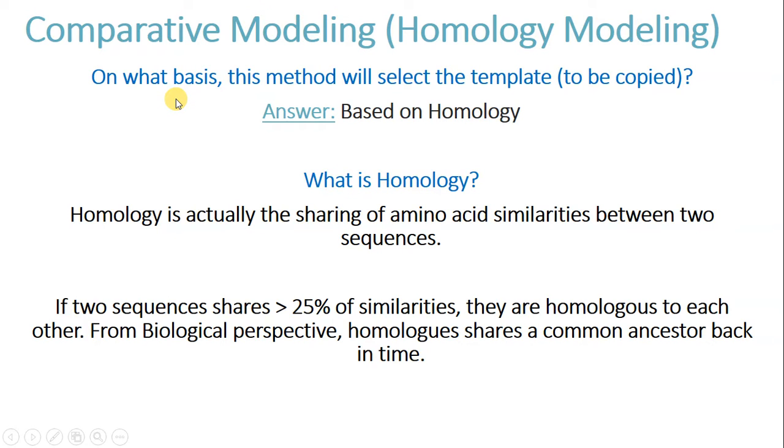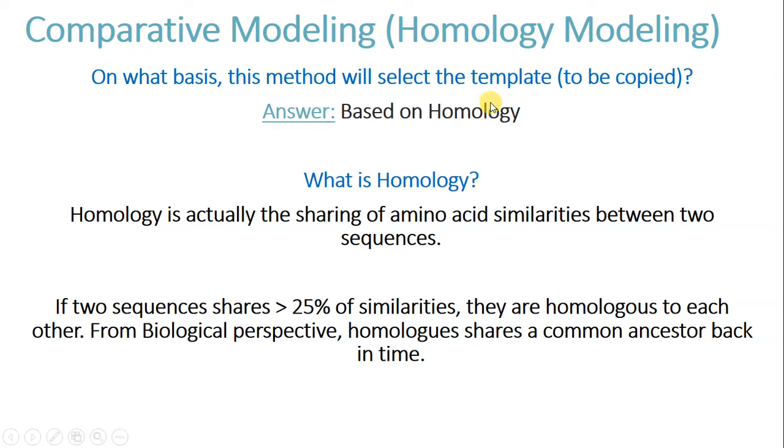On this slide, you may have certain questions in your mind, so I have tried to answer them. The first question you may have is, on what basis will this method select the template? A template is the structure which is to be copied. So on what basis will the program select a template? Because there are many thousands, tens of thousands, not millions but thousands of structures. So why will the program copy some specific structure? On what basis? On what rules?